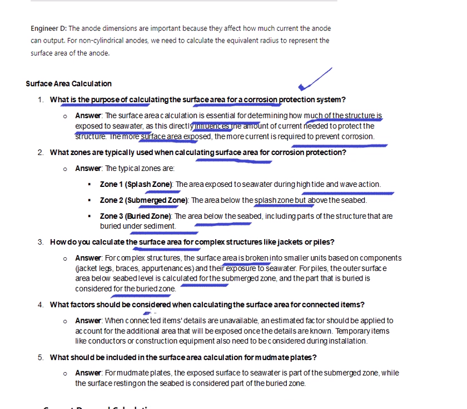Okay, what factors should be considered when calculating surface area for connected items? Where details are unavailable, estimated factors should be applied to account for an additional area that will be exposed once the details are known. The temporary items like connectors and construction equipment also need to be considered during installation.